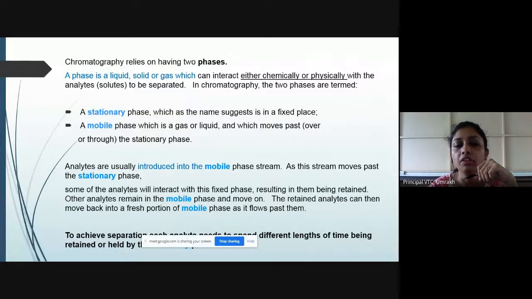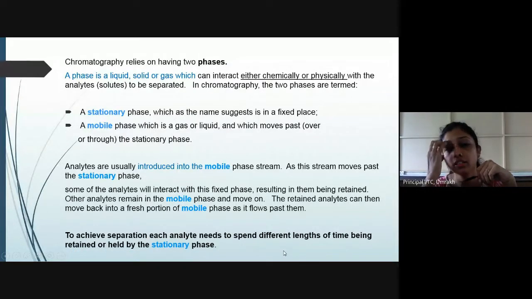So if your component has more affinity, more solubility in the stationary phase, it will be moving less. While if it has more affinity and more solubility towards the mobile phase, it will be moving further. To achieve the separation properly, each analyte spends a different length of time on the stationary phase. That's why we are able to separate different kinds of analytes.